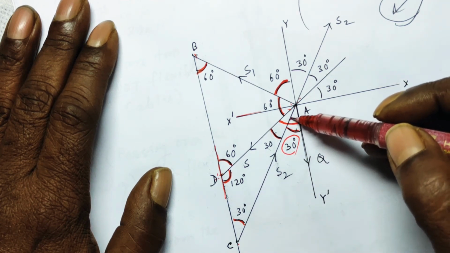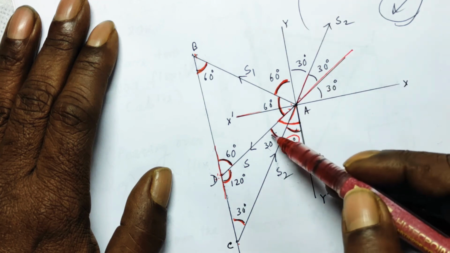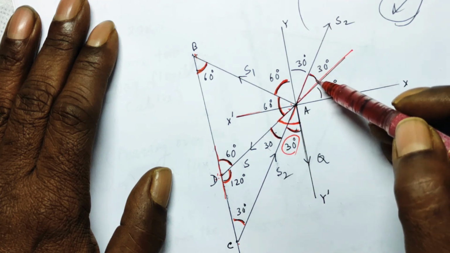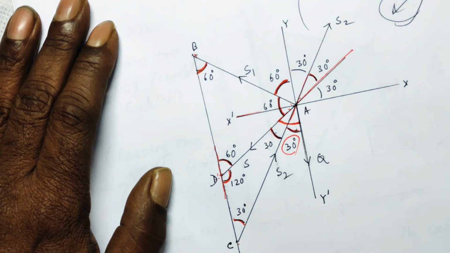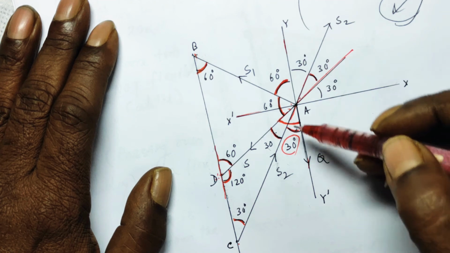Now I produce this line to this side and this line to this side. This was given as 30, so this is vertically opposite, and this will be 30. Now then this y-axis and this line.